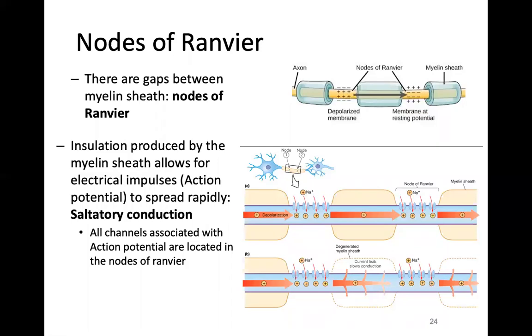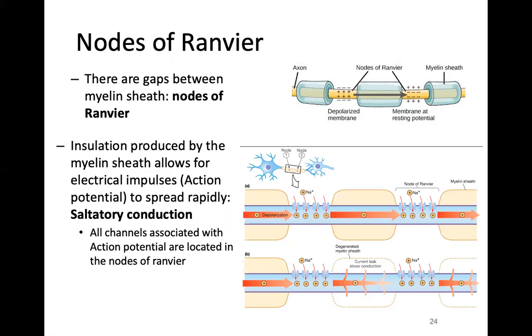The importance of these is that they allow the electrical impulse, or what we identify as action potential, we'll discuss it later on, to spread very rapidly down the axon and reach the axon terminal for the purpose of releasing neurotransmitter. Now, because this is such a fast process, it's also referred to as saltatory conduction.